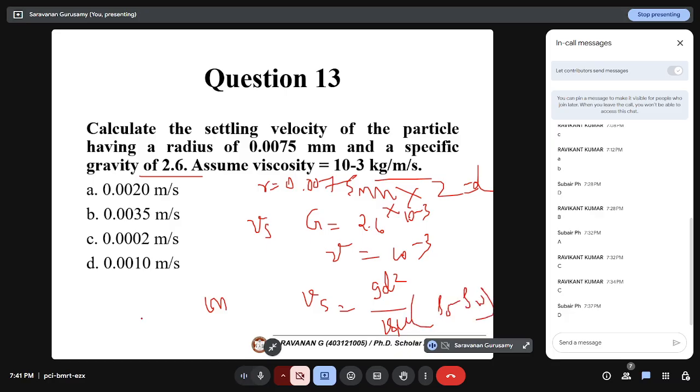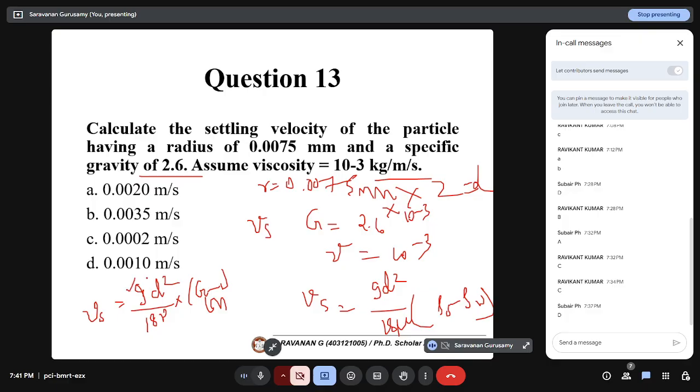Or you can rewrite this formula as Vs equal to G d square by 18 mu, that is the kinematic viscosity, into G minus 1. Because rho I am taking out and dividing with mu, I will get mu, that is the dynamic viscosity. Just a rewrite of the same formula.